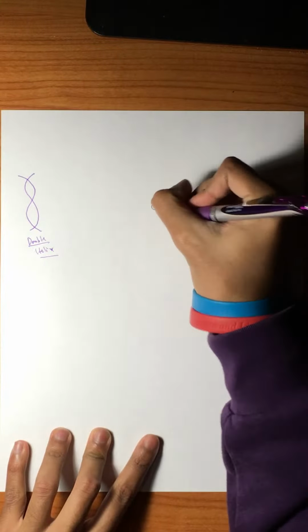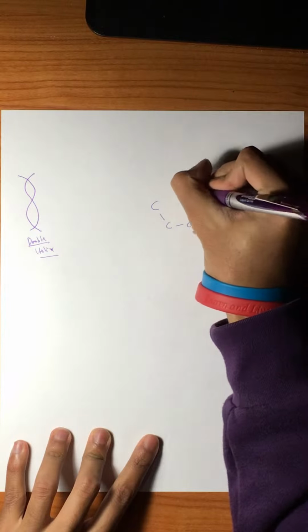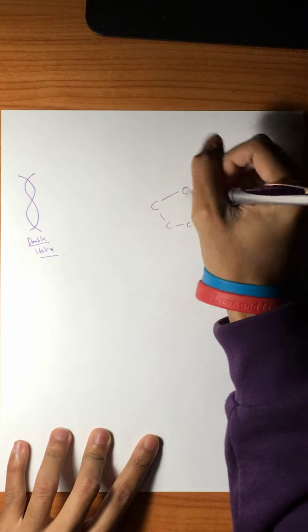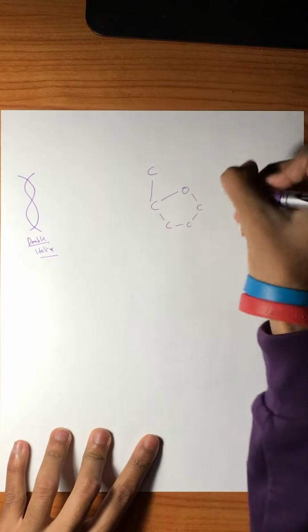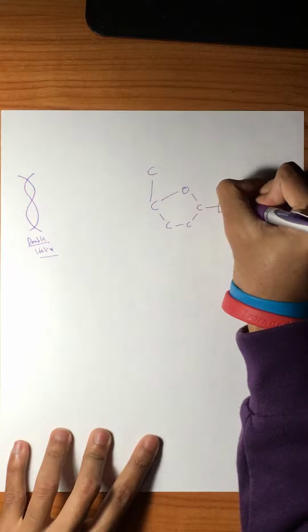Nucleotides are actually fairly complex. They actually look something like this. They're a ring of carbons, and they look something like this. I'm just going to draw it out.